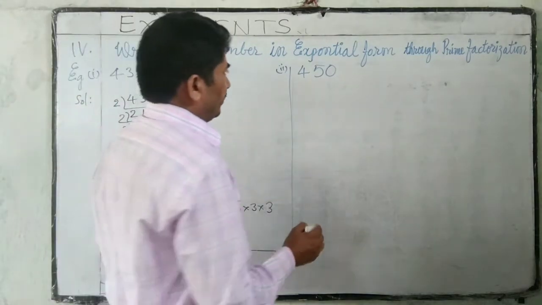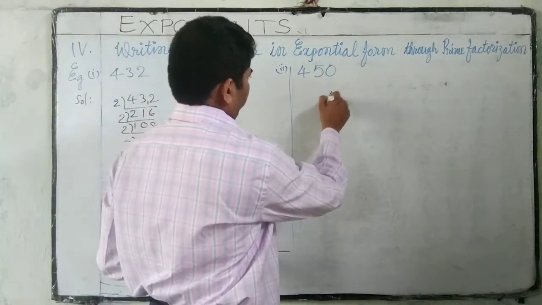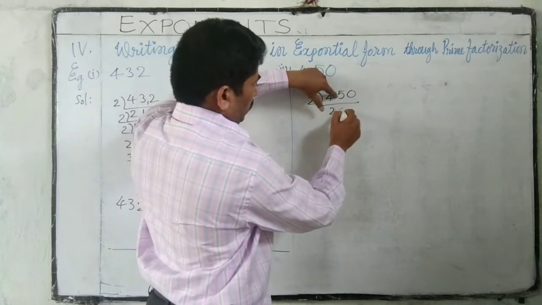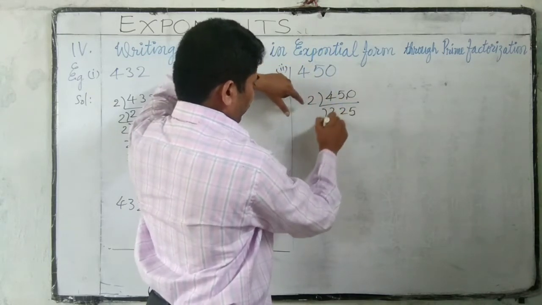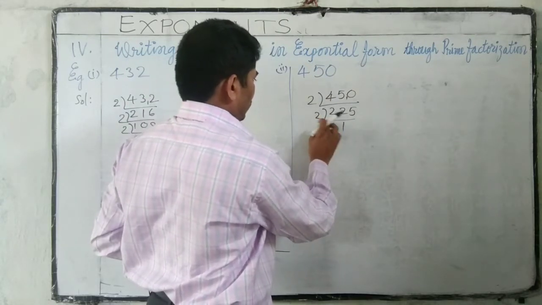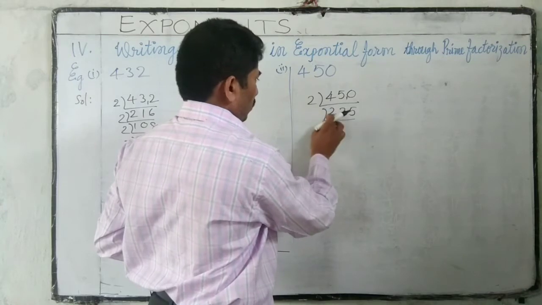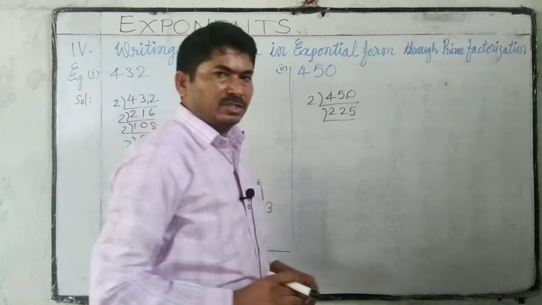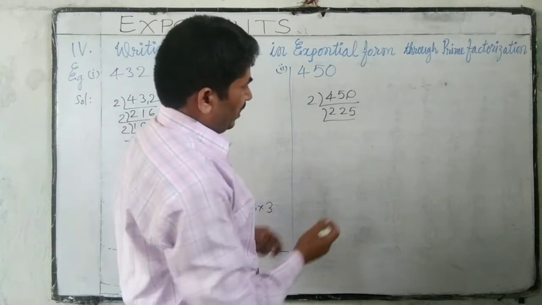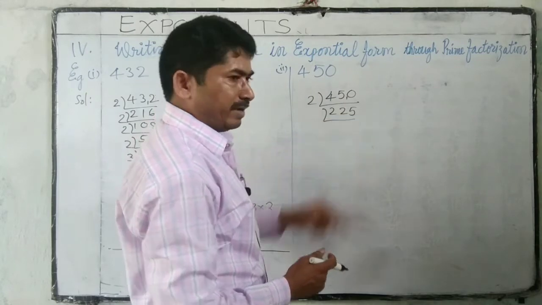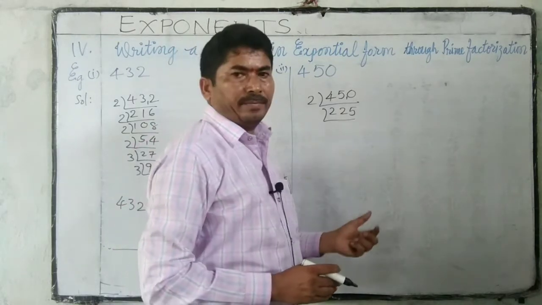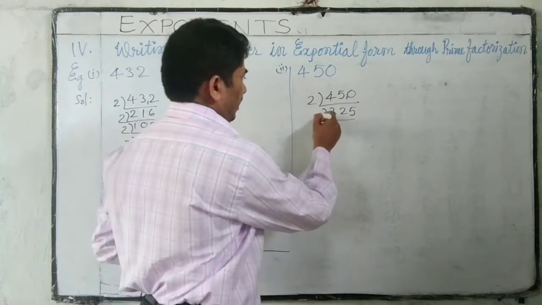Next, one more problem here. 450. 2 table: 2 twos are 4, 1 remainder, 2 fives are 10. Sorry, not divisible by 2. This is an odd number, that's why it is not divisible by 2. That's why we have to try the next prime, 3. 4 plus 5, 9. So it is exactly divisible by 3. Sum of the digits is 9, so that's why it is divisible by 3.